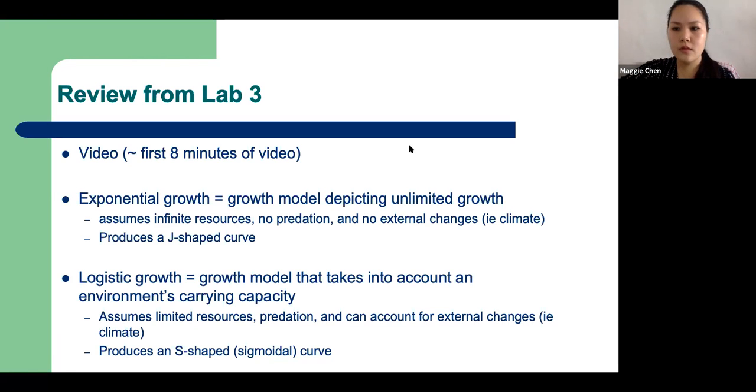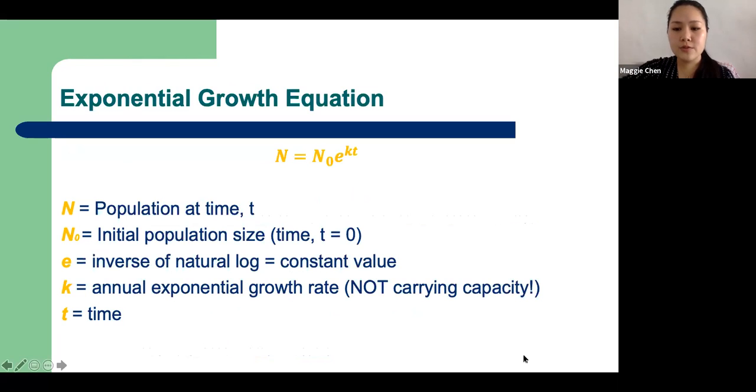So the exponential growth equation that the professor went over in the video is this equation, and same thing, same variables that we were looking at last lab, but now in a different notation, which we can use for part A for lab 4.